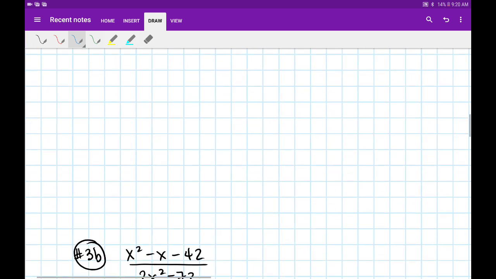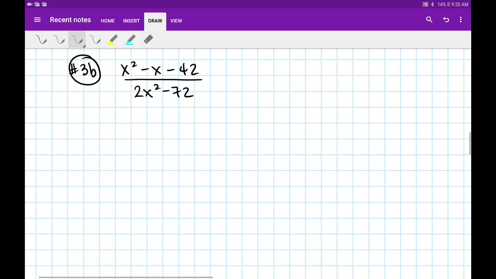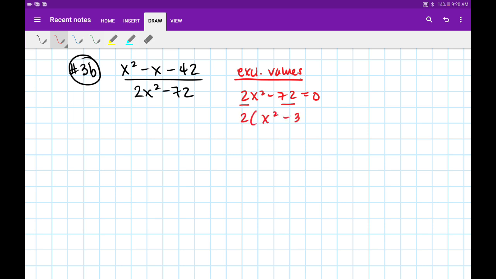Okay, let's do 3b now. As always, we're going to find our excluded values first. We'll do that by setting our denominator equal to 0 and then solving. I notice that I can pull out a 2 from each term, so we'll do that right away.